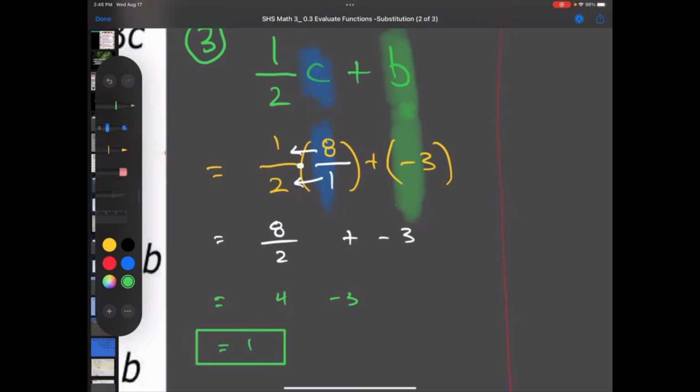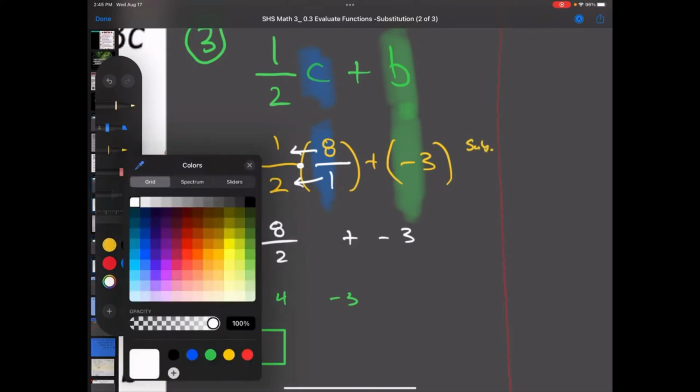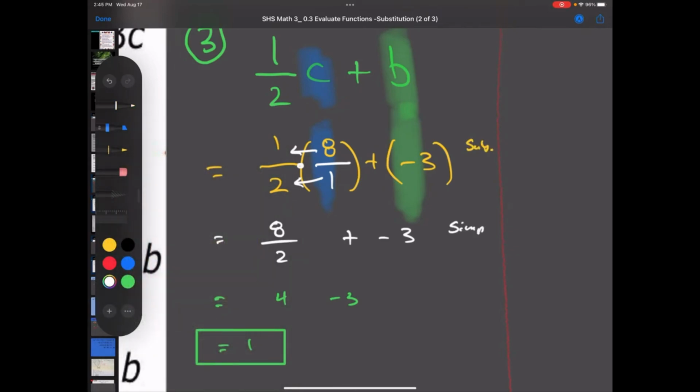So if you think about what we're doing, all we had to do is first, in yellow, we did a substitution. And then in white, all we did was a simplify. And simplifying is what we did in yesterday's lesson with order of operations. So now we're combining order of operations and substitutions.